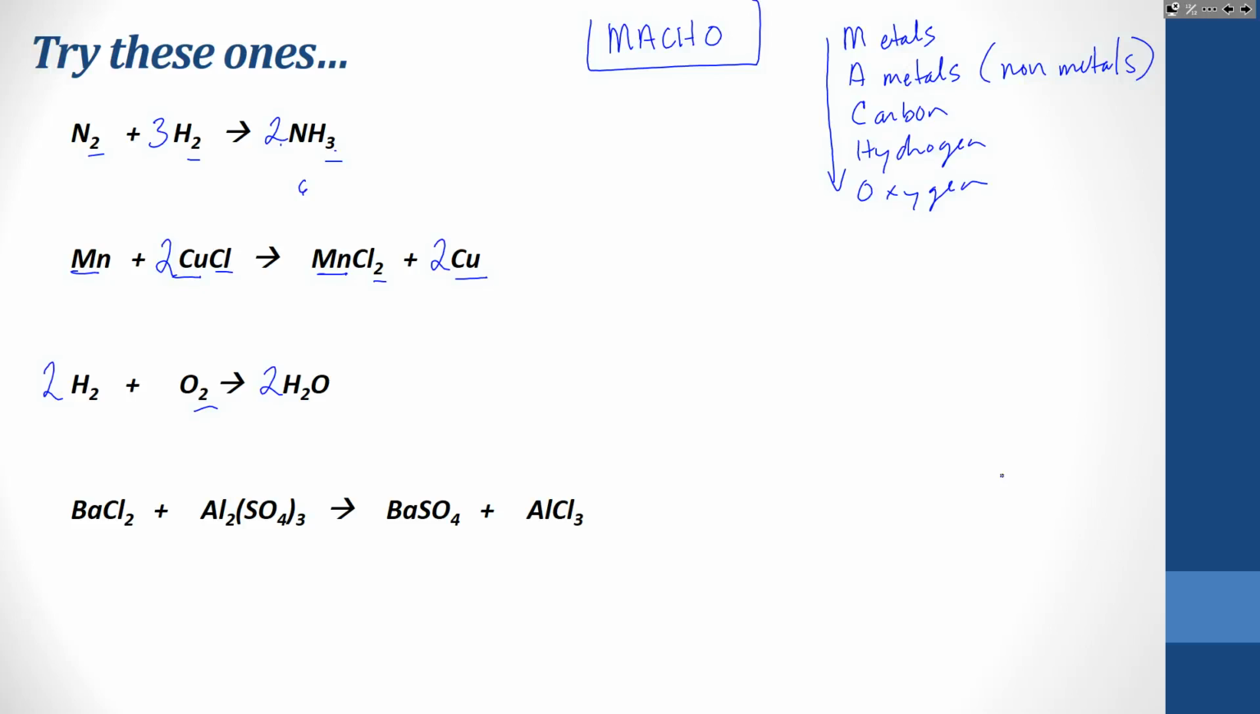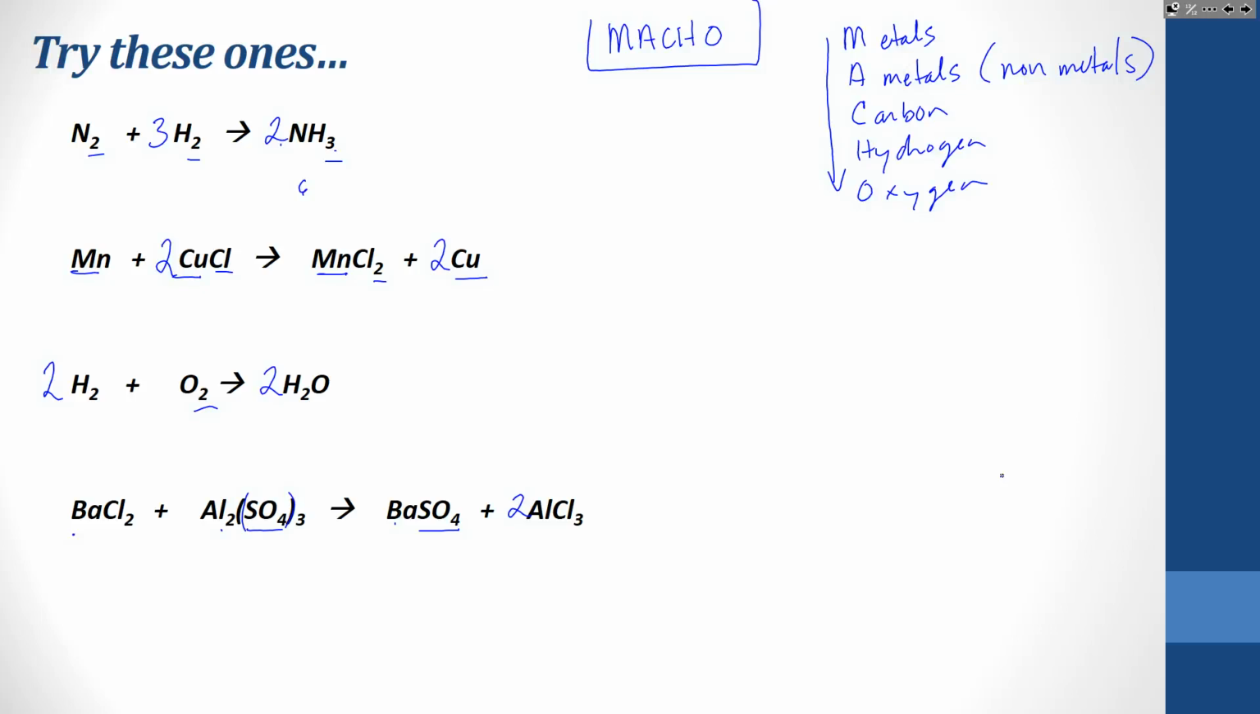These ones are a little bit more complicated. When we get further on, I'll teach you what this SO4 business means. You can actually treat it as one whole thing, but for this part, we'll just separate them out into sulfurs and oxygens. Again, start with your metals. Barium and barium are balanced. The other aluminum is not, so I need a 2 in front. Now bariums and aluminums are balanced.